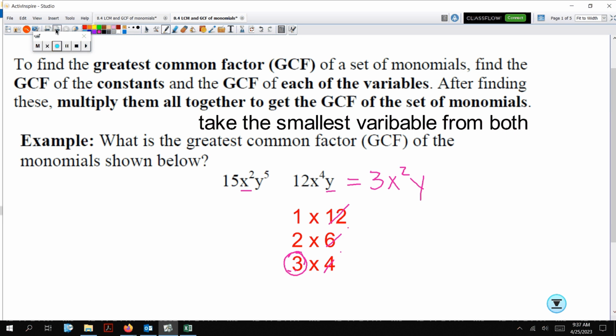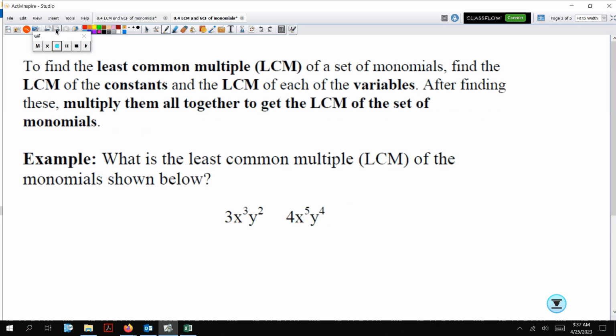All right, let's look at LCM, the least common multiple. Multiples are bigger. They'll never be smaller than the biggest number, okay? So multiples of 10 are 10, 20, 30, 40, 50, and so on. So multiples are very big. So for the variable part, you're actually going to take the largest. You're taking the most from both, okay?